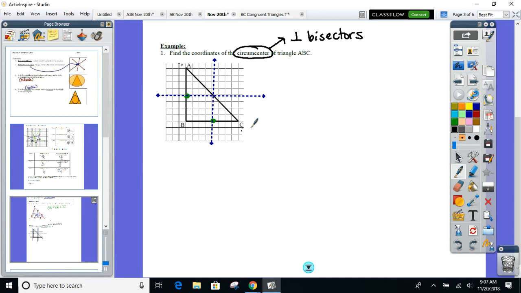If you're confident in your abilities, you only need to do two of the sides, because I already know where this third one's going to intersect, right here. I don't need to show it. I'm pretty confident in my ability that it'll intersect right here. So there is the circumcenter. I just need to find the coordinates of it now, because that's what the problem was. Find the coordinates.